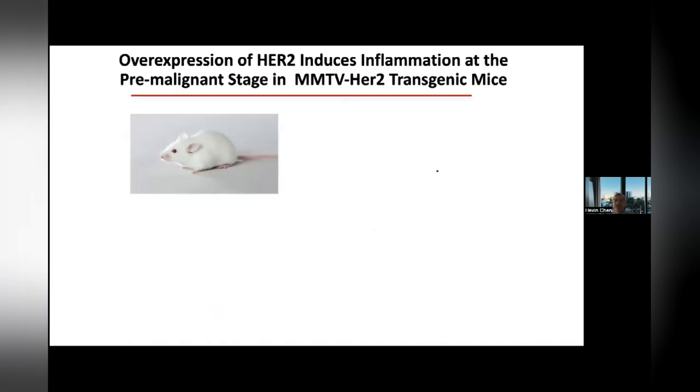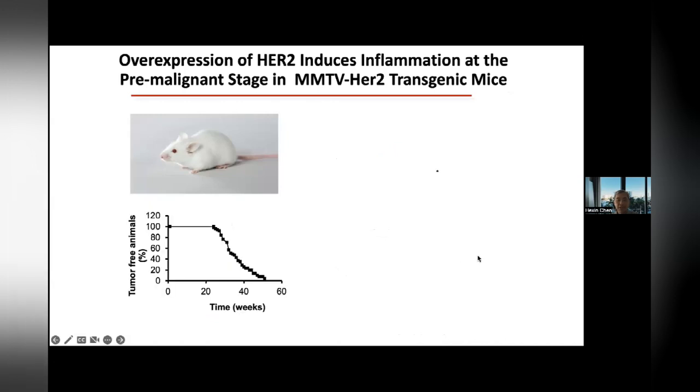So we try to use this HER2 positive breast cancer model to study the relation between inflammation and cancer stem cell maintenance or generation. We chose the MMTV-HER2 transgenic mouse model. This mouse model overexpresses HER2/neu in the mouse mammary epithelial cells. 100% of mice develop tumors eventually, but these mice have a long latency, about 200 days. So we are interested in how HER2 drives the tumor development.